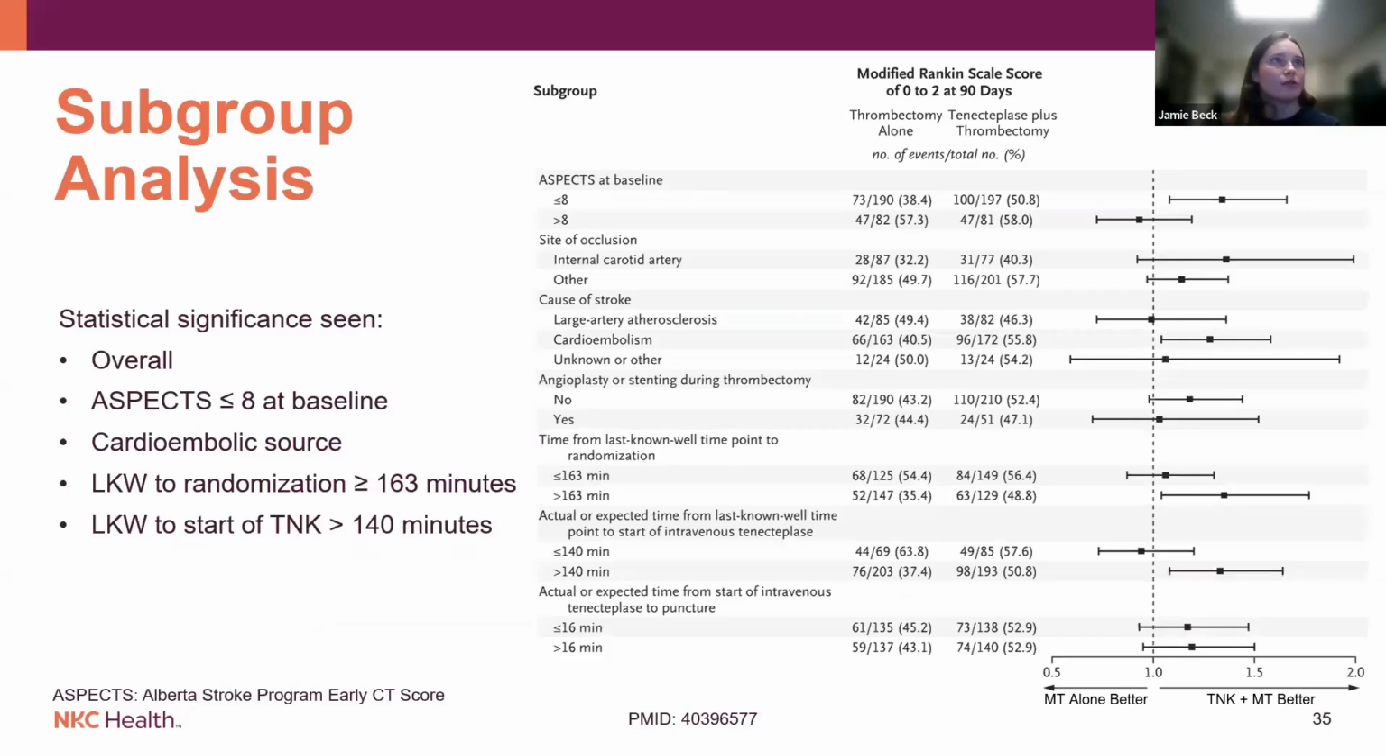They also performed a subgroup analysis for their primary outcome, which was functional independence at 90 days. So I have the forest plot pictured to the right. Again, statistical significance was seen overall for all patients that were enrolled and randomized in this trial in the intention to treat population. They also found significance in patients with an ASPECTS score of 8 or less at baseline, with lower numbers being more significant ischemic territory.